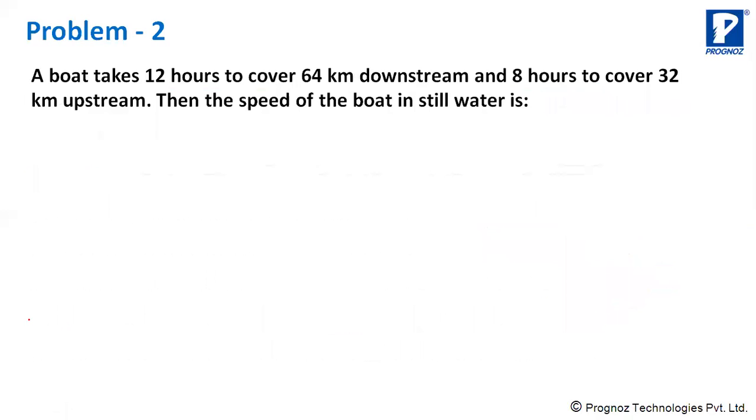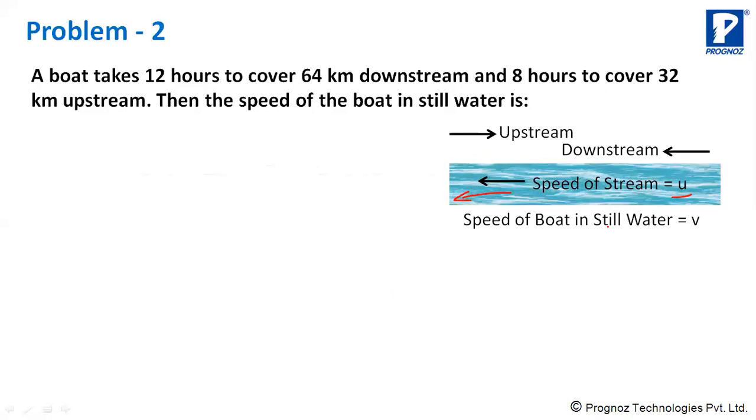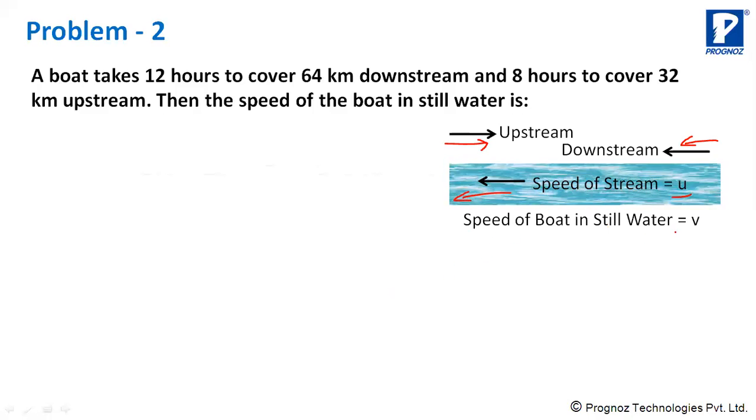Let's see the second problem. A boat takes 12 hours to cover 64 kilometers downstream and 8 hours to cover 32 kilometers upstream. Then the speed of the boat in still water is how much? Let's understand how this will be solved. Let's say this is the stream, and speed of the stream is u, and the stream is flowing in this direction. So if the boat travels in this direction, then it is downstream, and if the boat travels in this direction, then it is upstream. And let the speed of the boat in still water be v.